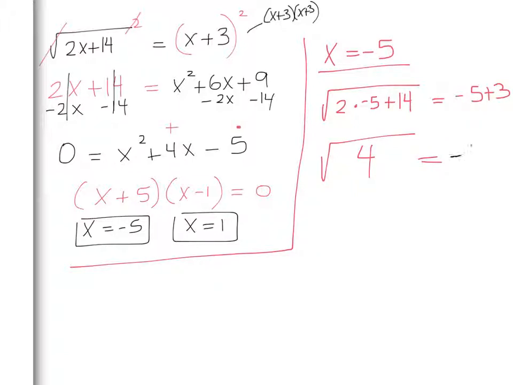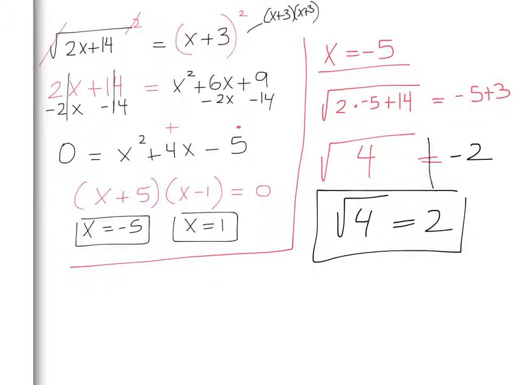Now, remember what we talked about earlier. The square root of 4 is only 2. It can only be a positive number, so that is not possible. So negative 5 is an extraneous solution. It's not really a solution. Okay? Now, think of x equals 1.